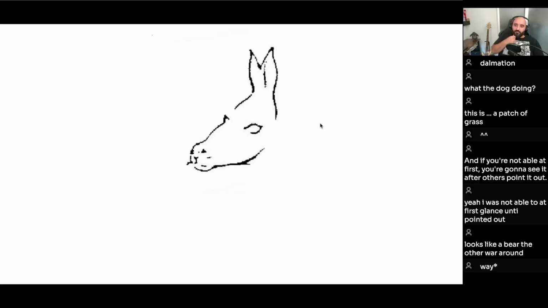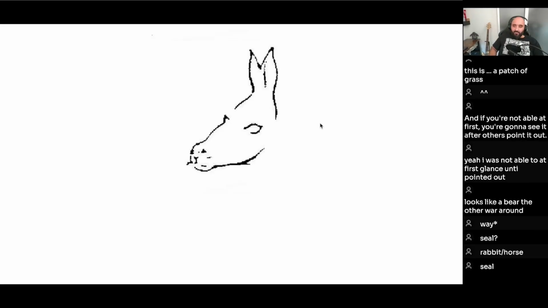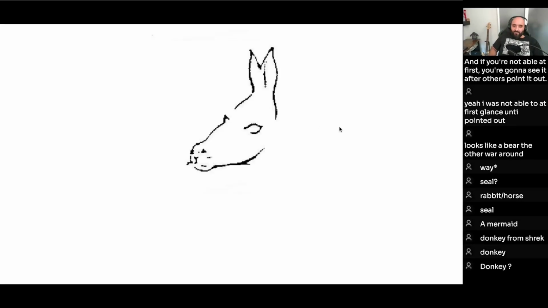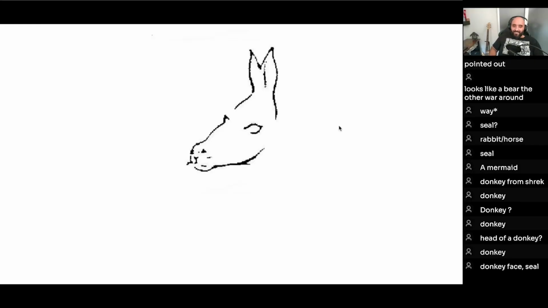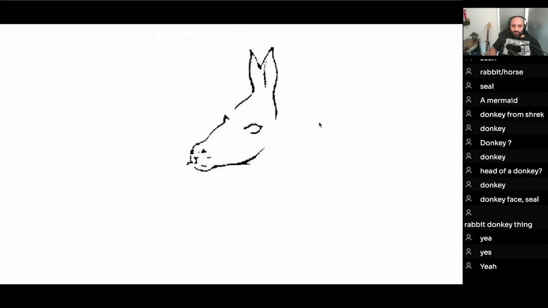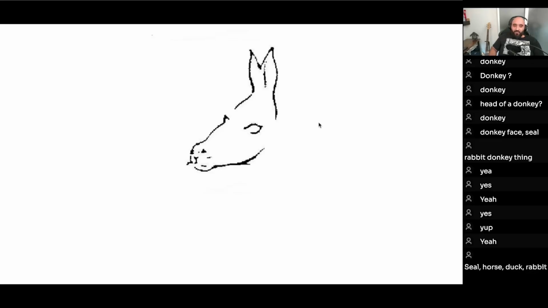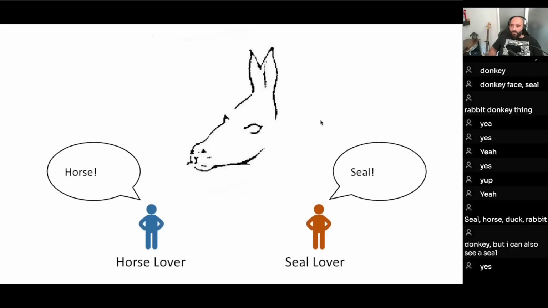What do you see here? A few people see a seal, some see a donkey. The people who see a donkey, can you see the seal? Yep. If you try to focus, immediately you might see a donkey, but if you focus, you could see the other thing as well. Maybe it's your preference, right? Maybe. I can't prove it, but maybe.